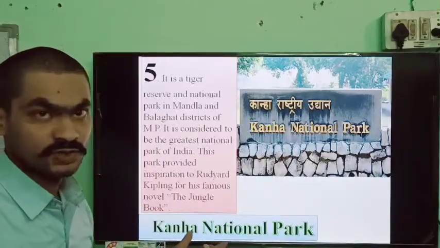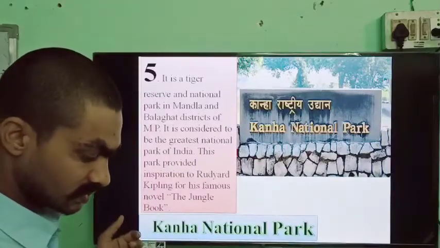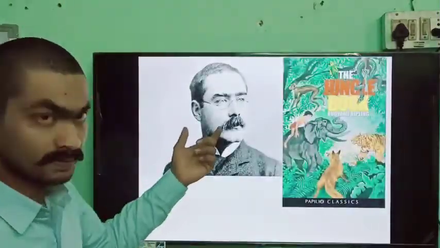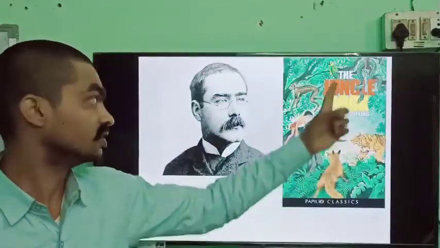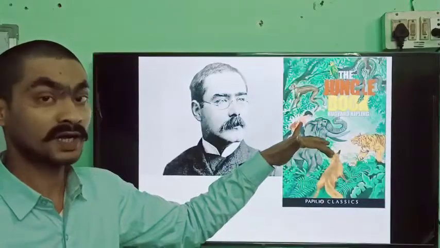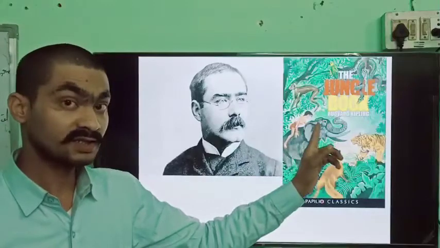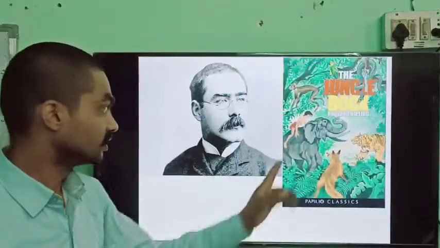This is Kanha National Park. This is Kanha National Park in Madhya Pradesh. He is Rudyard Kipling, and this is the famous book, the Jungle Book. This boy, he was born and brought up in jungle, so he understands the language of the animals. So this is the boy.